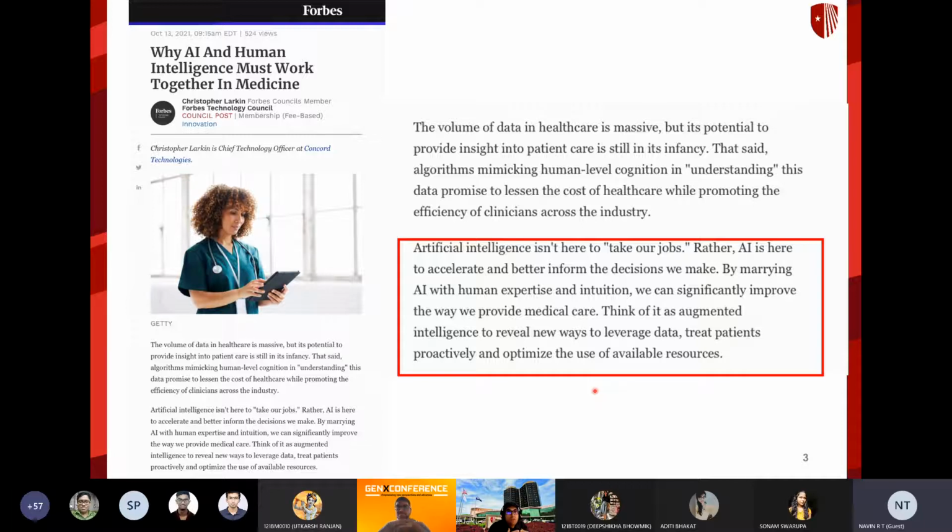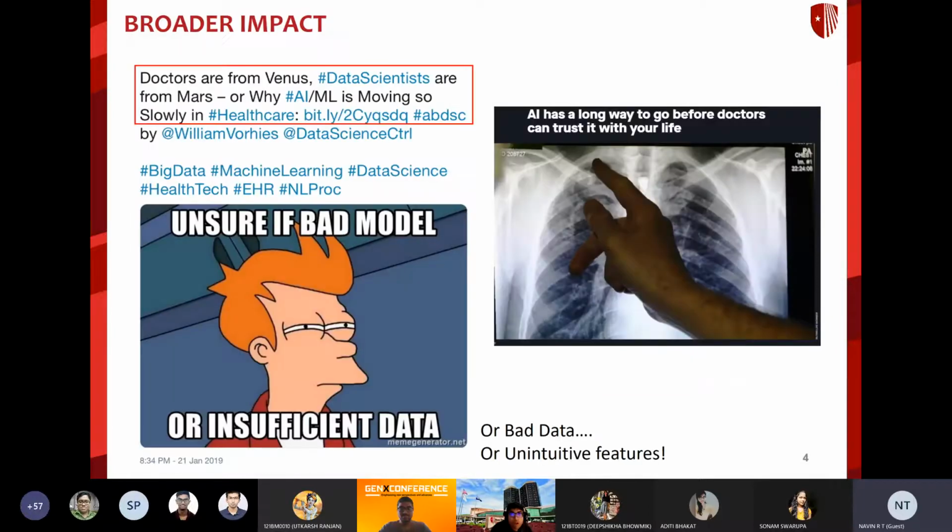Now, let's think of it as augmented intelligence to reveal new ways to leverage data, treat patients proactively, and optimize the use of available resources. Now, the slide here summarizes the broader impact, what I'll be discussing in the next 30 minutes or so.